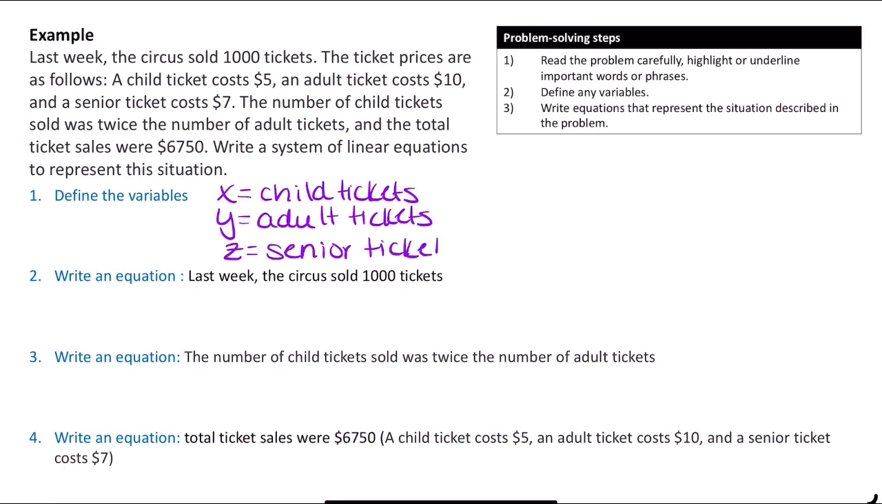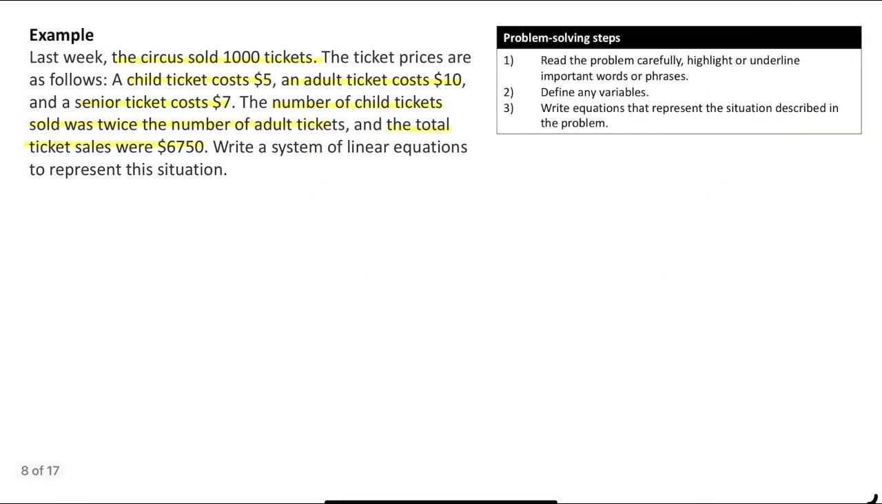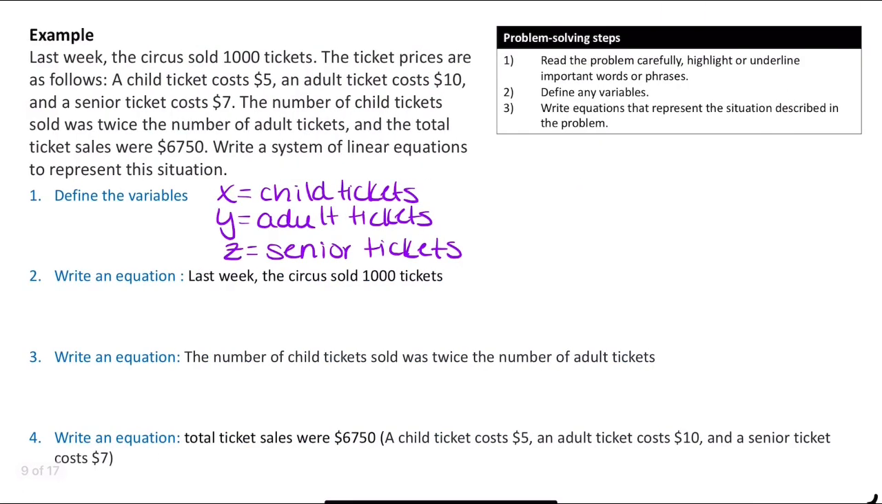So now let's work on setting up our equations. What I did is I took the important information that I highlighted when I was reading the problem, and I took it apart so that we could set up our equations. It tells us that last week the circus sold 1,000 tickets. So 1,000 is kind of like a total. So all together, if I put together x plus y plus z, that's going to equal a total of 1,000. Then it says that the number of child tickets sold was twice the number of adult tickets. Well, child tickets is represented by x. So if that's equal to twice, remember twice means 2 times the number of adult tickets.